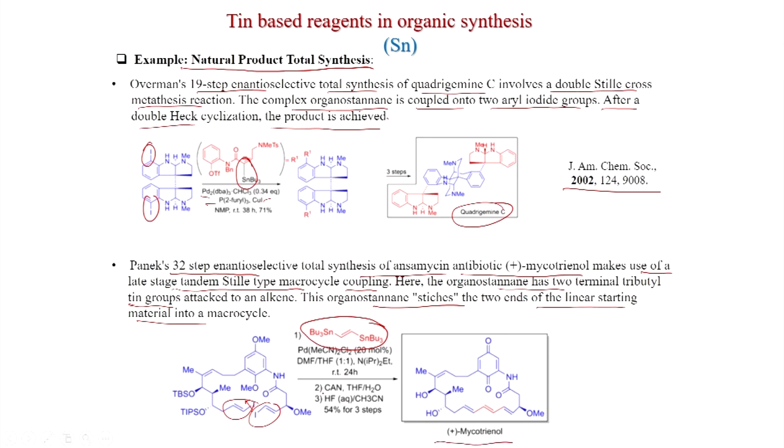So, the trans geometry is retained because the vinyl iodides are trans, and with this, after some CAN oxidation and HF, that is TBS group, TIPS group deprotection, you get this natural product mycotrienol. So, this is very important, that two C-C bonds are forming.